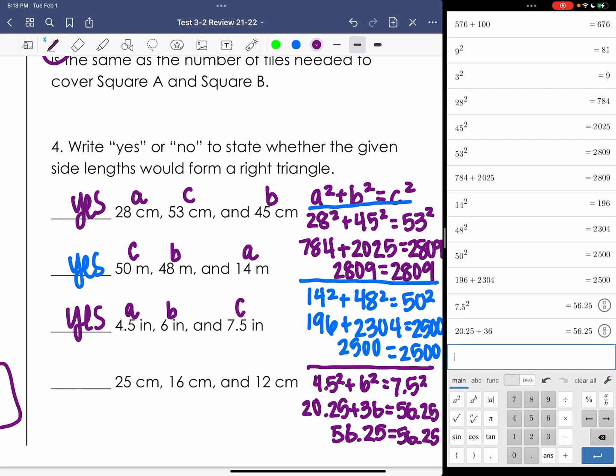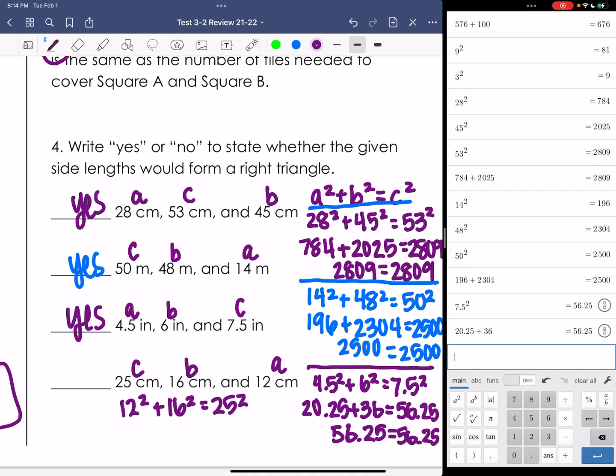Okay, so last statement, we have 25 centimeters, 16 centimeters, and 12 centimeters. So again, start off by identifying your longest side. Your longest side here would be 25. I'm going to go ahead and label 16 as B and 12 as A. So again, we start off by substituting this information into our problem. So for A, we have 12 squared plus B is 16 squared, and this equals C, which is 25 squared.